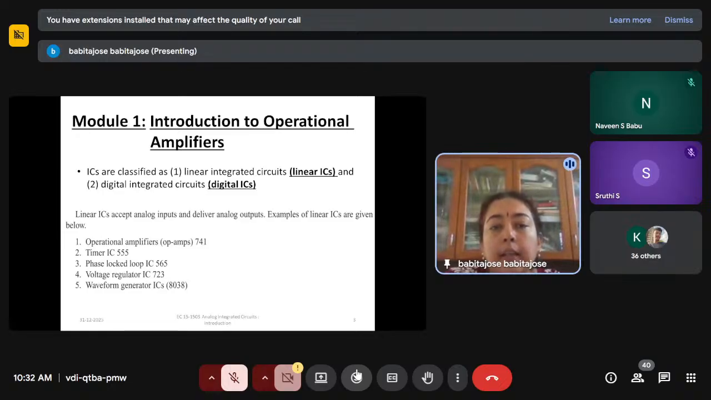So basically ICs, integrated circuits, are classified as linear integrated circuits, that is LIC, and digital integrated circuits, that is digital ICs. So these are the main classification of any IC, linear and digital. So what is the difference? Linear ICs means it accepts the analog input and the output is also analog.